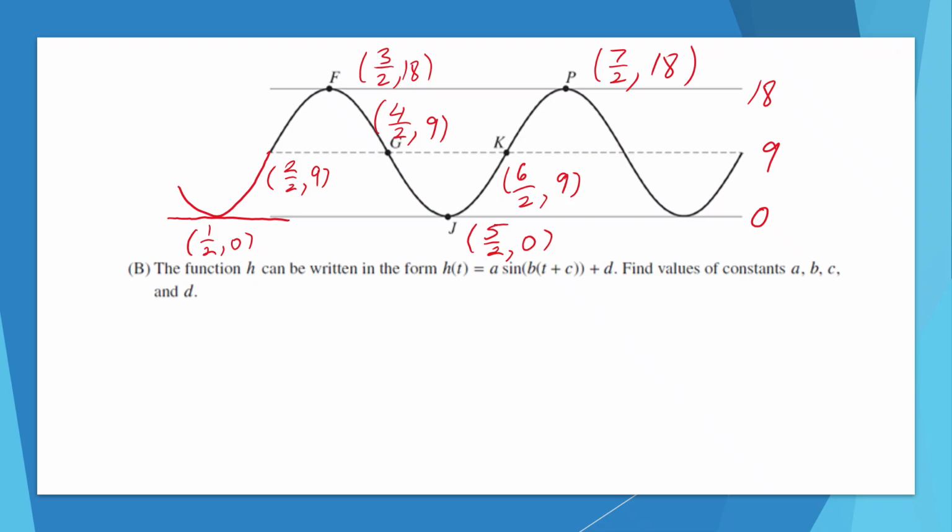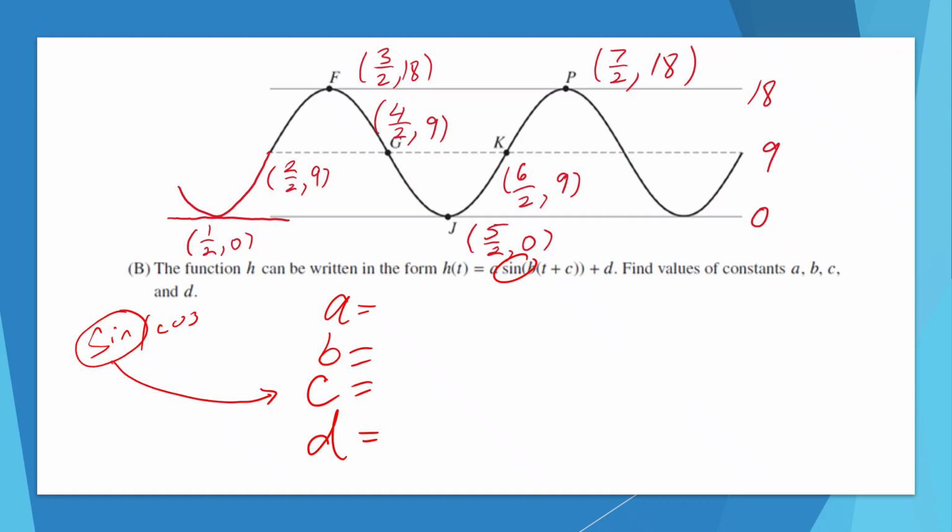Using the points that we know, the function h can be written as h of t equals a sine b, parentheses t plus c, plus d. Find the values of a, b, c, and d. So first off, I ask myself, is it sine or cosine? In this case, it's sine. So that will impact our c value. Everything else will be the same regardless of sine or cosine.